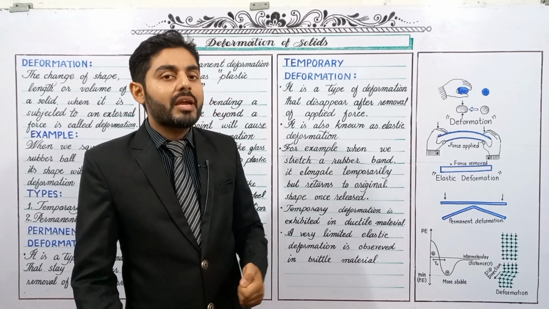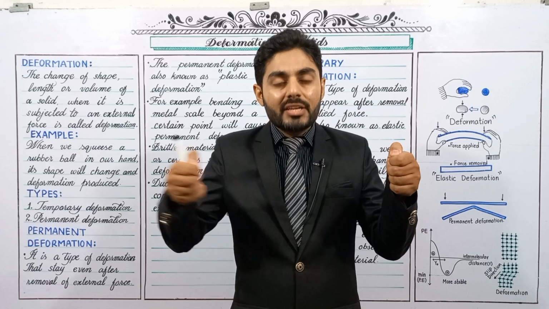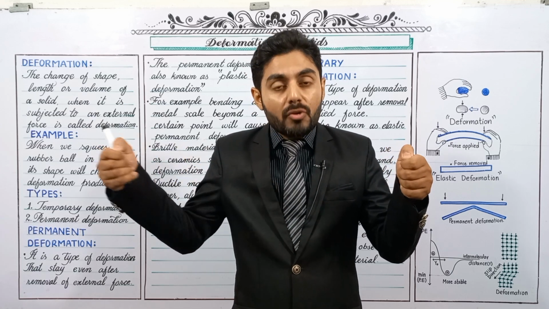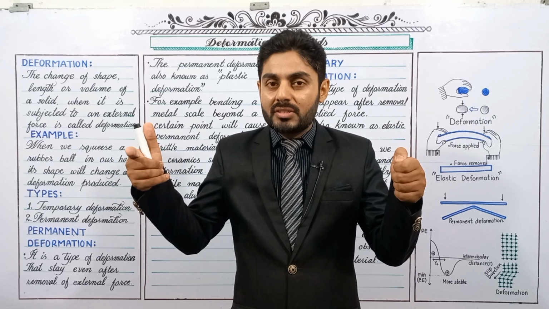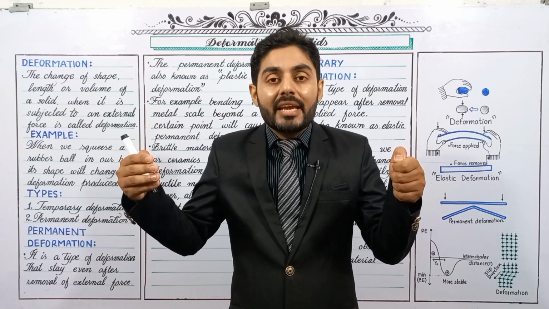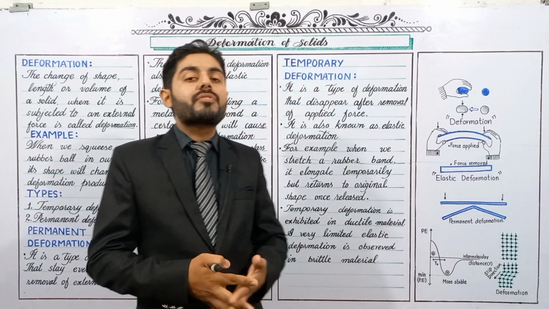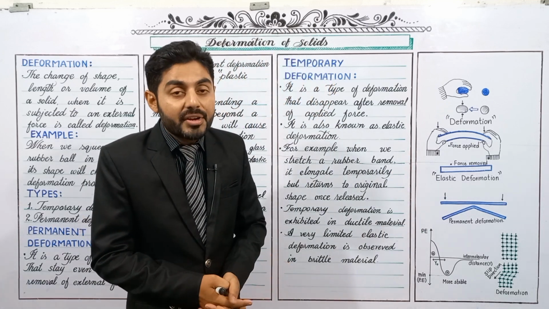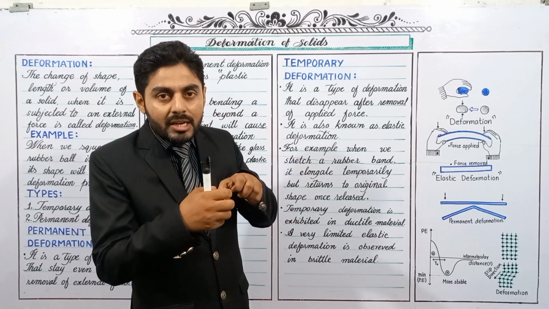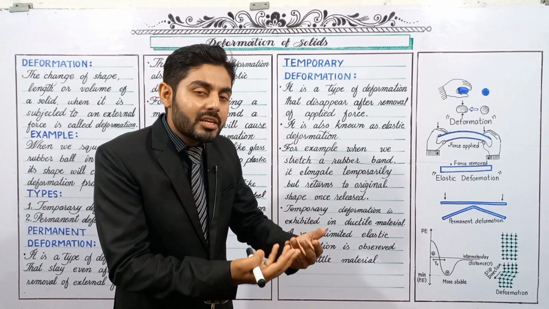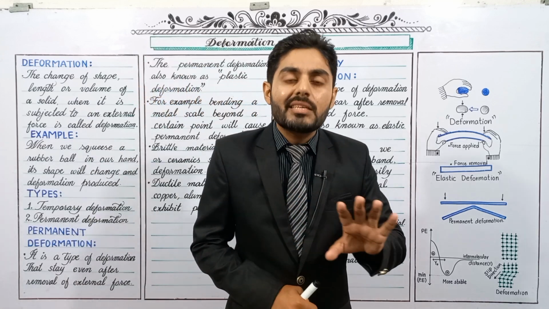For example, we have a rubber band. Grip it in your hand and stretch it. When you stretch it, you are applying the force. There is a change in length. But when we remove this force, the body will regain its original shape. Okay, so this kind of deformation is called temporary deformation. In this type of deformation, when we remove the force, the body will regain its original shape. So the changes are not permanent in this case.